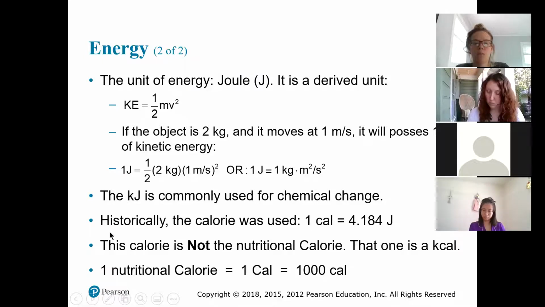But know that the nutritional calorie is equal to a kilocalorie or 1,000 little c calories. So the big C calorie, or the nutritional calorie, is 1,000 of these little guys.